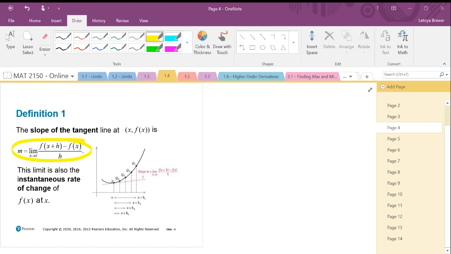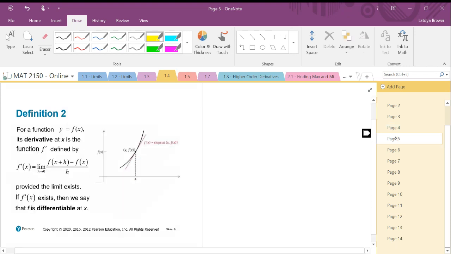Another vocabulary word you may hear us use is instantaneous rate of change. So we may ask you to find the average rate of change or the instantaneous rate of change, or find the slope of the tangent line. There are different math terms that we use, but they're all talking about the same thing. We've already introduced that concept to you.